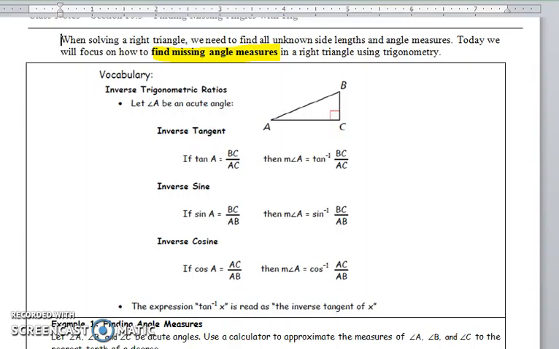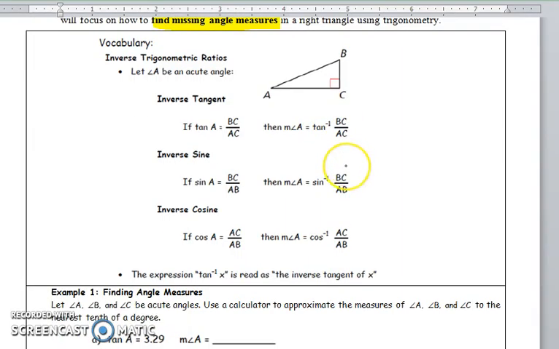So we see here it says that if the tangent of angle A is BC divided by AC, which is opposite over adjacent, then the measure of that angle, angle A, would be the inverse tangent of the ratio of the opposite over the adjacent sides. And the same follows for inverse sine, and the same follows for inverse cosine. Whenever you want to find the measure of that angle, you take the inverse sine or inverse cosine, and you still use the same ratio of the two sides.